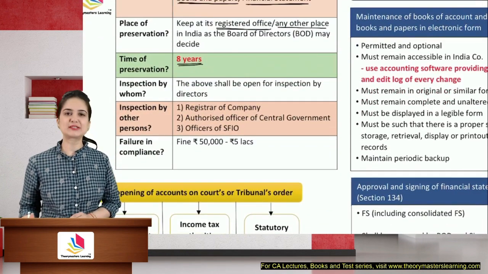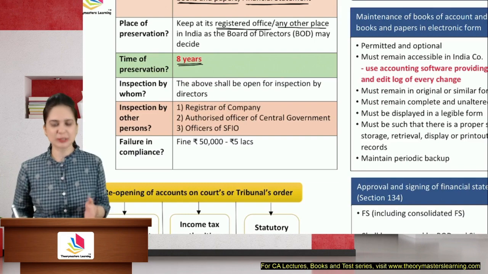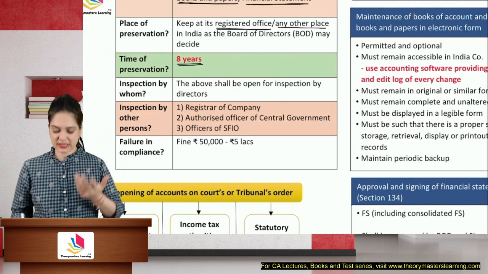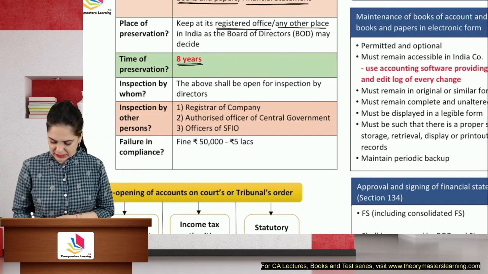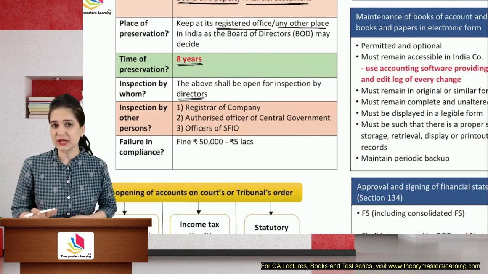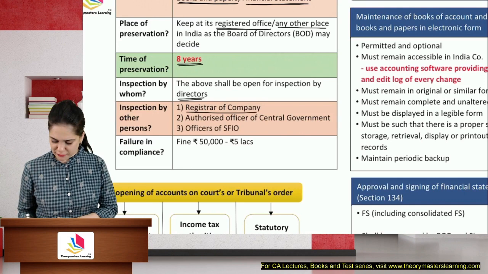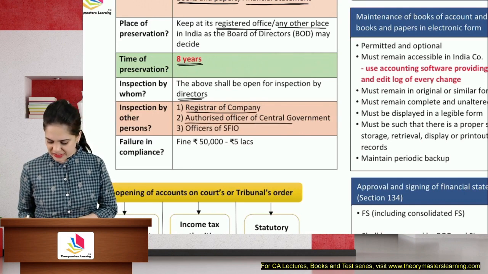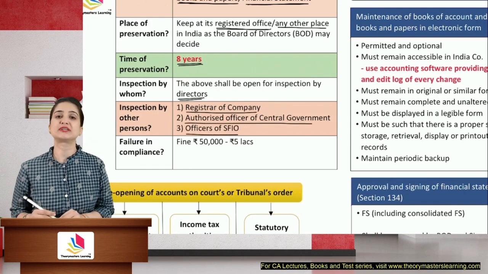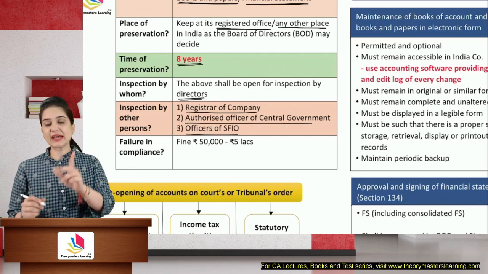Inspection. Who can inspect these books, documents, other papers? The books, documents, etc. can be inspected by the directors. They are open for inspection by directors only. However, certain other persons like registrar of companies, authorized officer of the central government, or officers of SFIO, that is Special Fraud Investigation Office, they can also inspect.